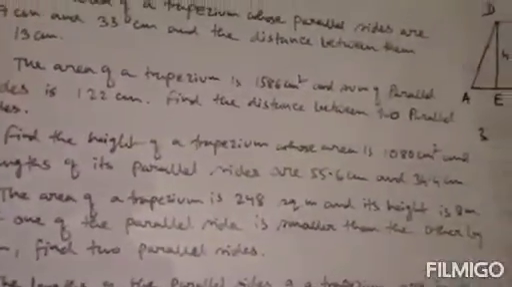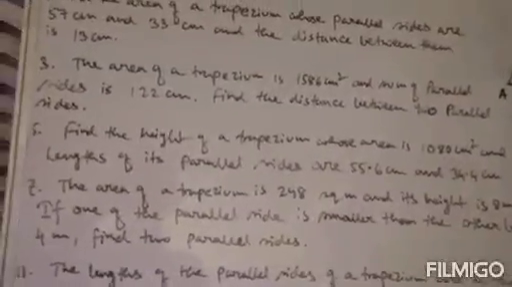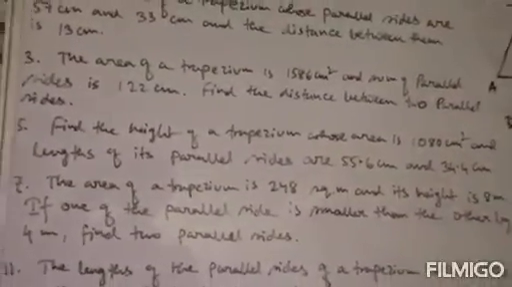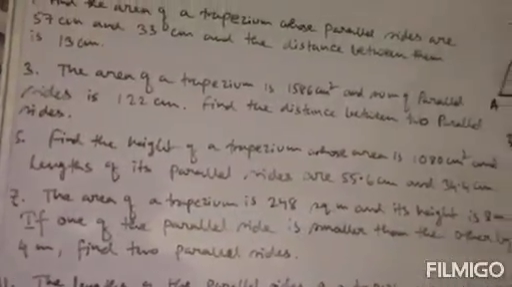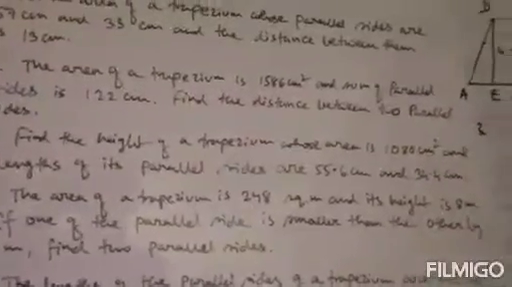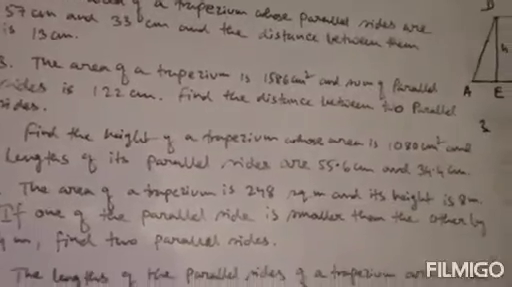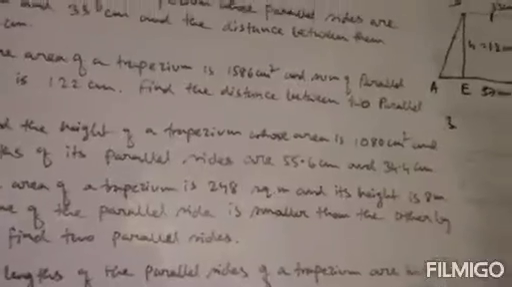Next question number. Question number 3. Question number 3 says, the area of a trapezium is 1586 centimeter square and sum of parallel sides is 122 centimeter. Find the distance between two parallel sides. That means area is given, sum of the parallel sides is given, and we have to find out the distance between two parallel sides. So individual length of the parallel sides is not given, only the sum is given. Clear? And the area is given. We have to find out the distance.